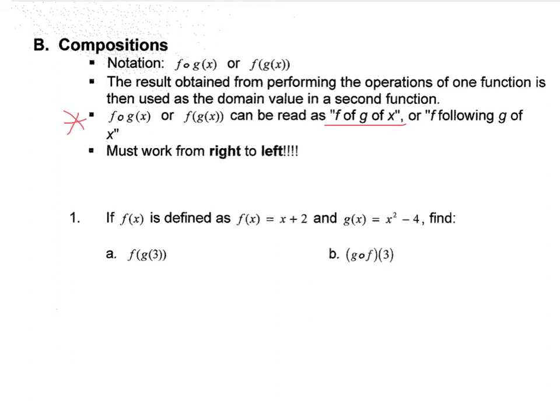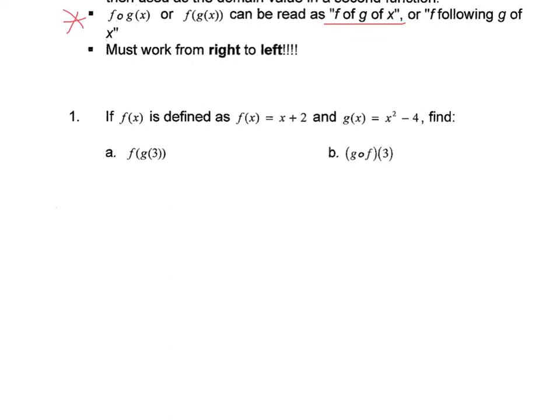All right, so let's take a look at number 1. It says if f of x is defined as f of x equals x plus 2 and g of x is defined as x squared minus 4, find the following. They want me to find for letter A, f of g of 3.